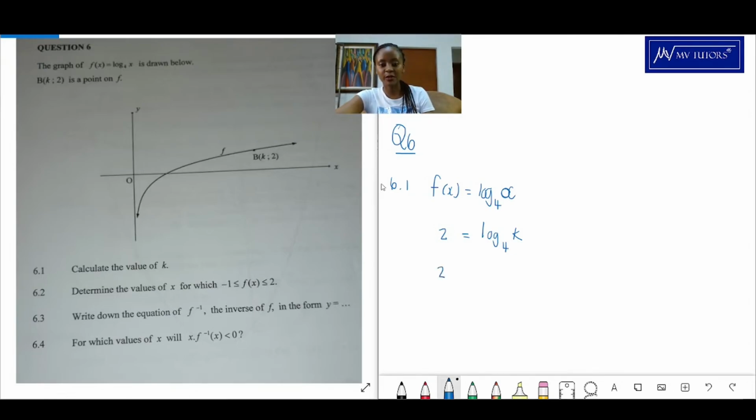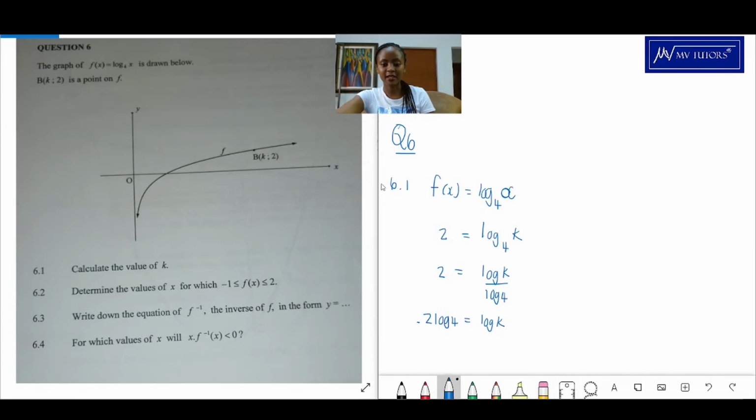Okay, so we have 2 on this side. If you have log base 4 of k, you can rewrite it as log k divided by log 4. I take the constant to the left side, so I have 2 times log 4 is equal to log k. Then I use 10 to the power of each side. Why? Because 10 to the power log gives me back the number itself.